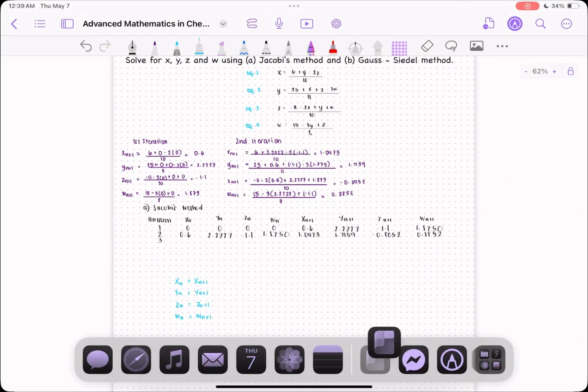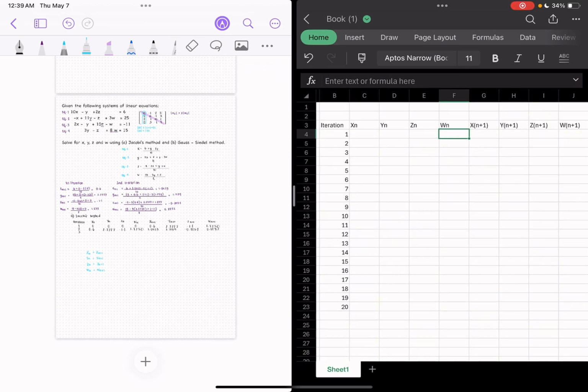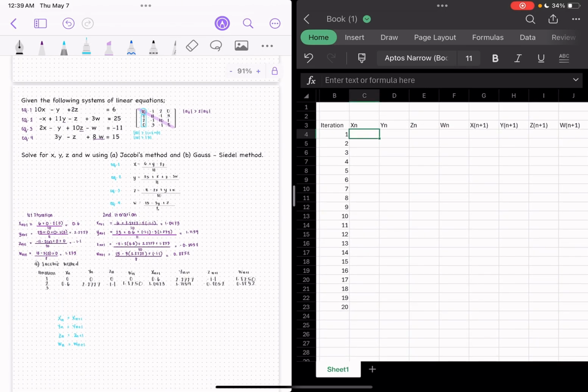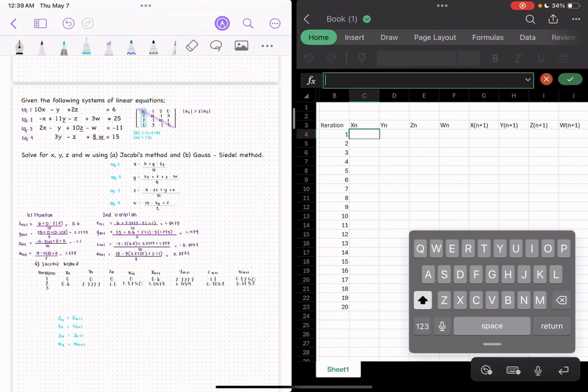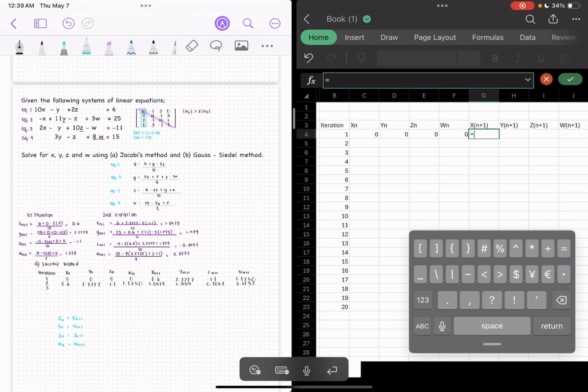Now to do that, let's use Excel to make it faster. So as you can see, we have the table right here. So our initial values for x, y, z, and w would be 0. For our column right here, we're just going to simply plug in our formula. That would be for x, that would be 6 plus y, which is this one, minus 2 times z, which is this one. Close parenthesis, over 10.